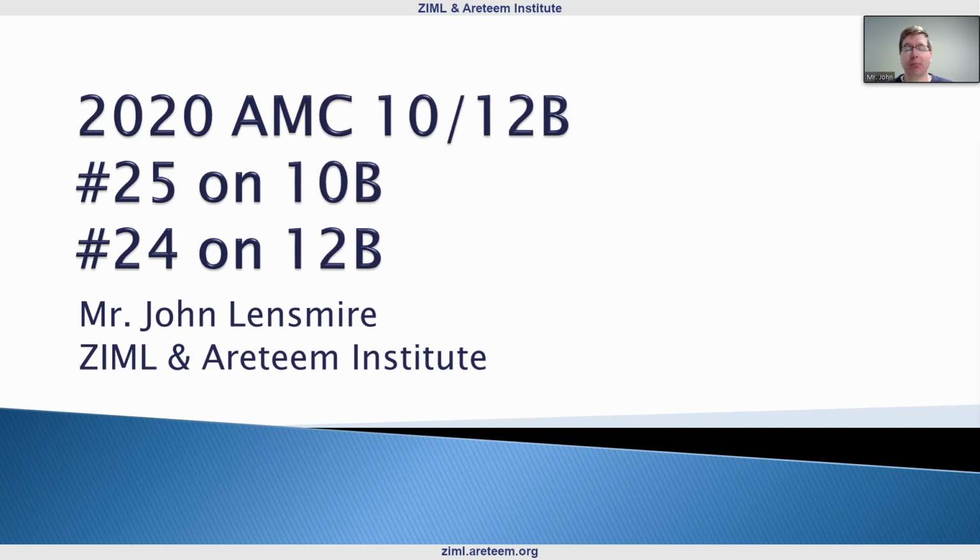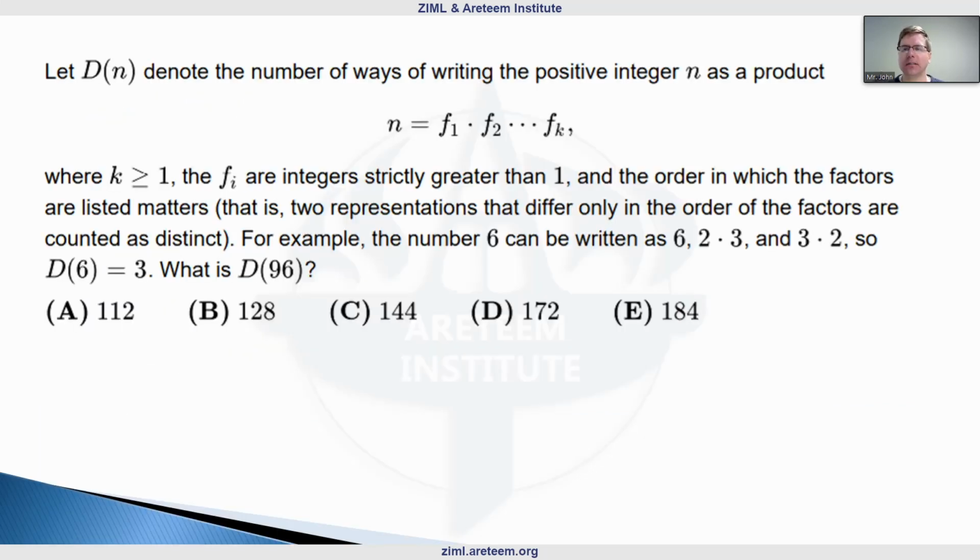This problem appears on both the 10B and 12B exams, as number 25 on the 10B and number 24 on the 12B. Let's look at the problem right off the bat. The problem here is about d of n, which is the number of ways to write a positive integer n as a product of different factors. We have a bunch of things bigger than 1, right? The order of the factors does matter.